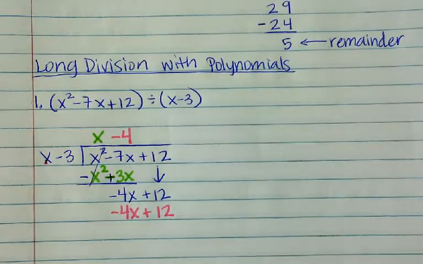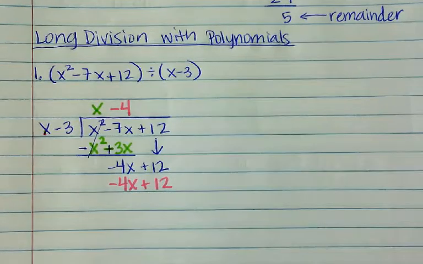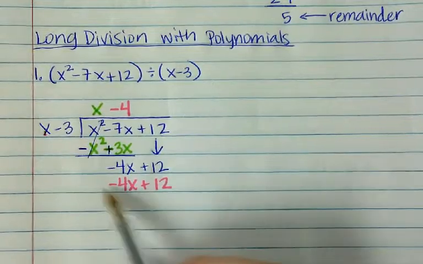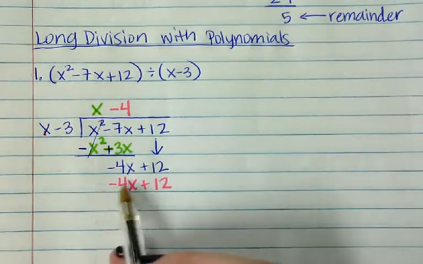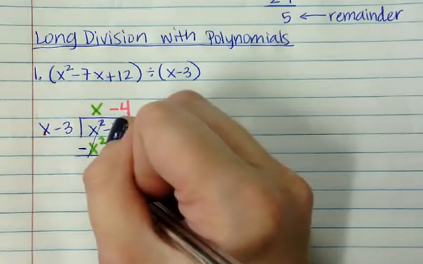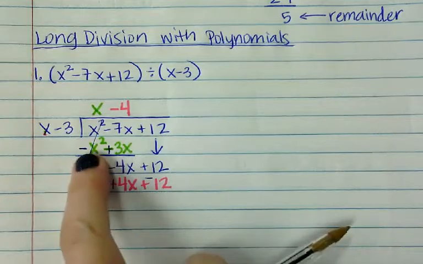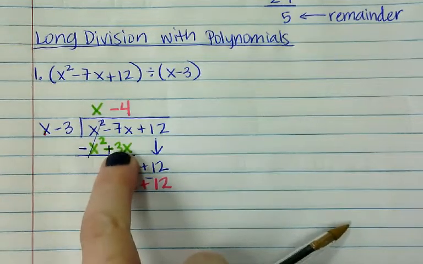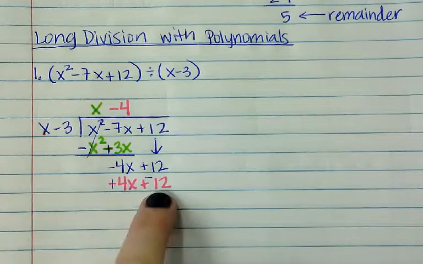Yes, ma'am? So, because remember, with long division, you subtract your term. So if I'm going to subtract everything in here, it's going to change the sign. So right up here, that became a negative, and that one became a positive. So here, if we are subtracting this whole thing, this 4x becomes a positive, and this 12 becomes a negative.